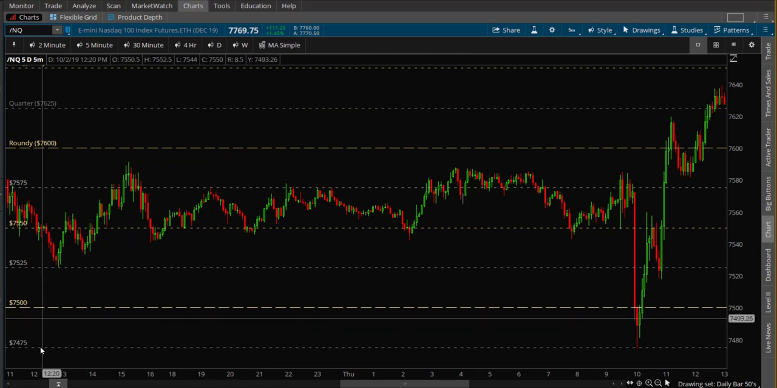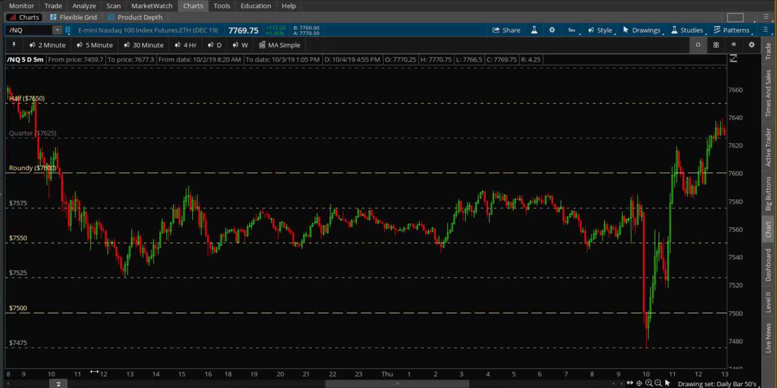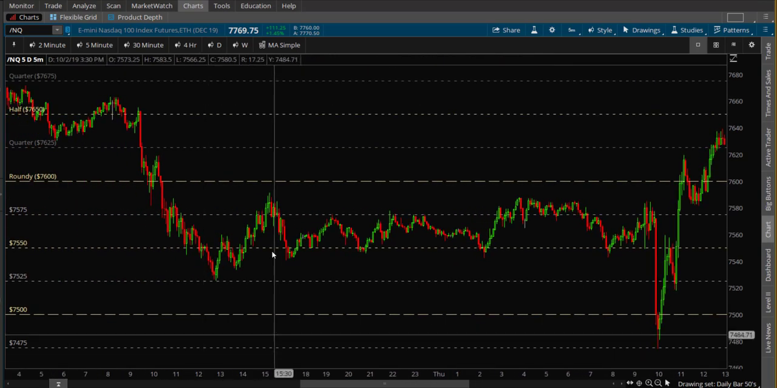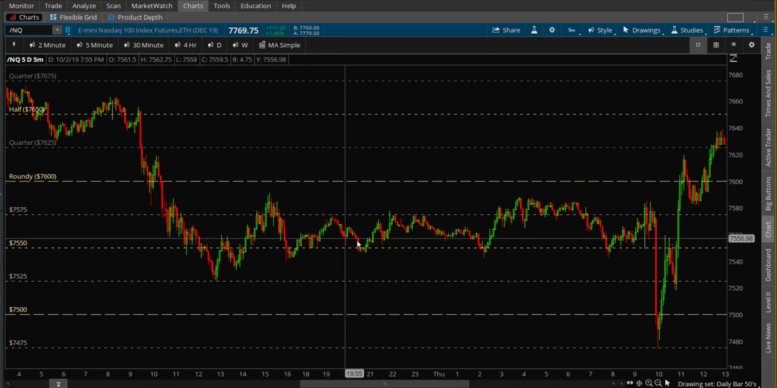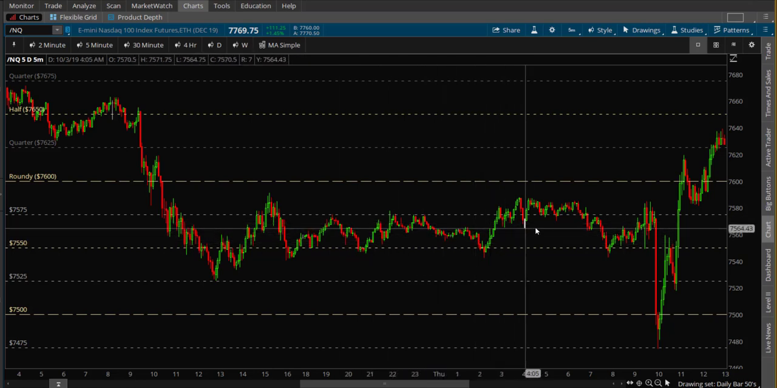So here's Thursday. We'll back the market up a little bit. So here's Wednesday at the close. The market opened back up. Here's the Globex hours on Thursday. Range bound. The market opened on Thursday.